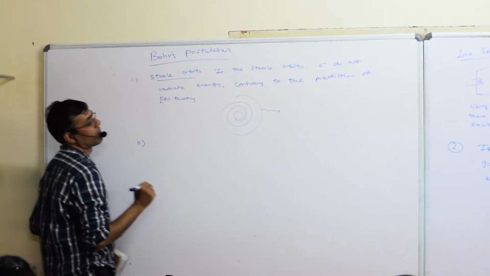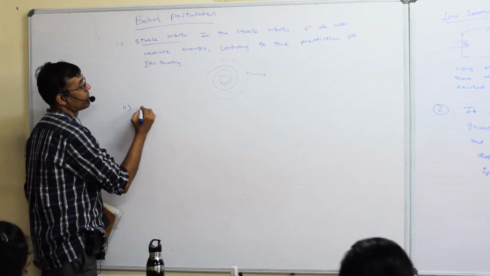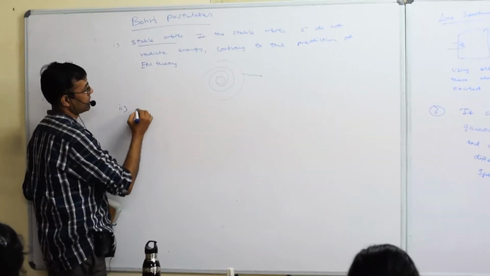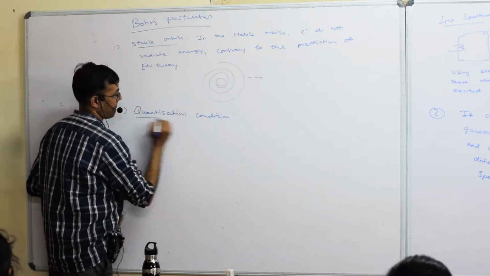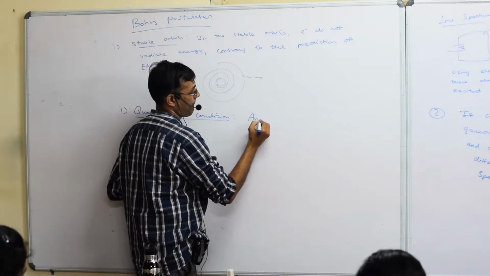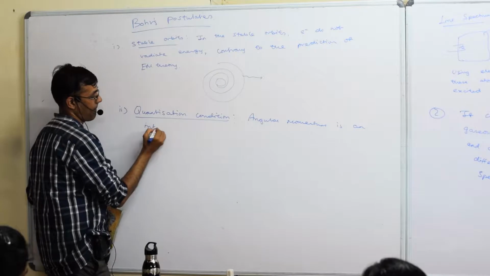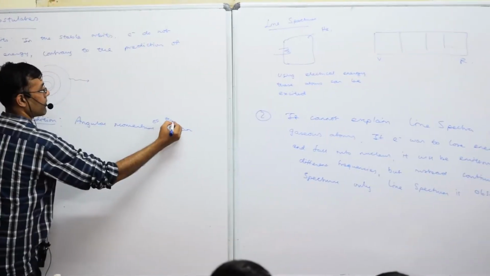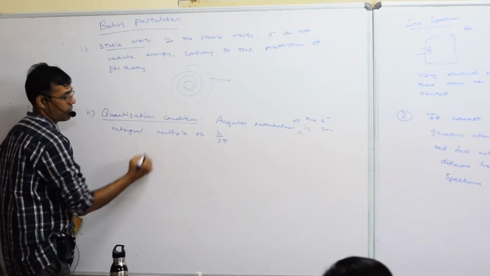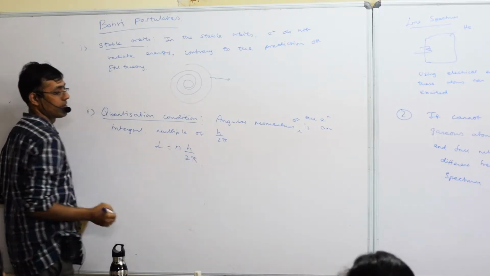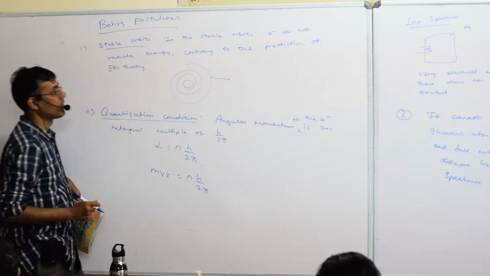The second postulate is about the angular momentum, right? The third one is frequency. The second one is called the quantization condition. What he said was, the angular momentum of the electron is an integral multiple of h by 2 pi. So L is equal to n into h by 2 pi. What is L? Angular momentum. So this is mvr is equal to n h by 2 pi. So these are the stable orbits.